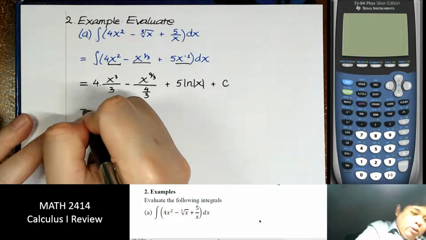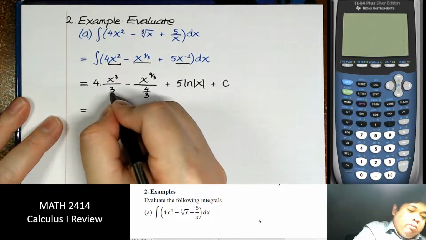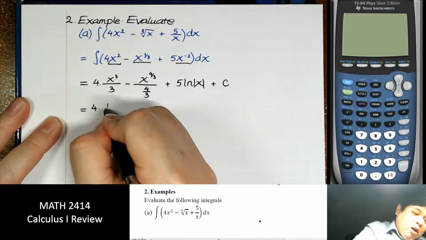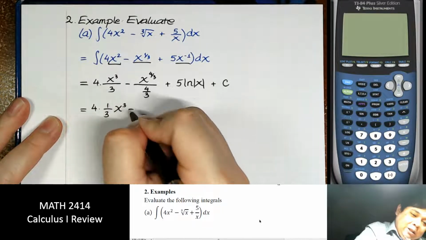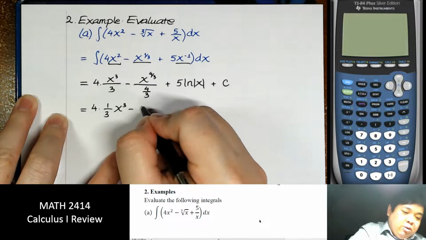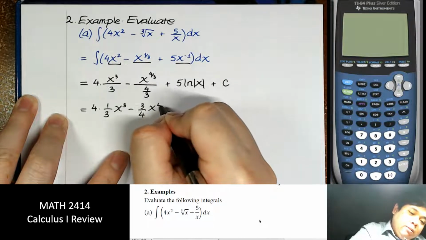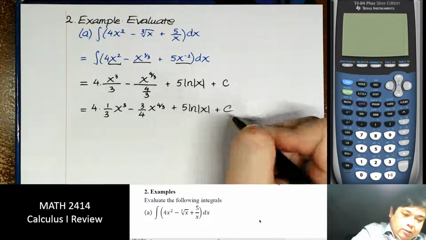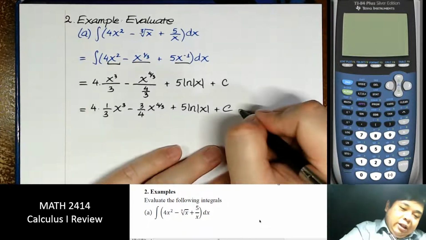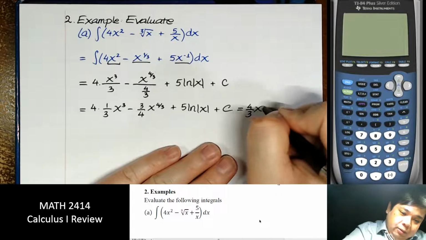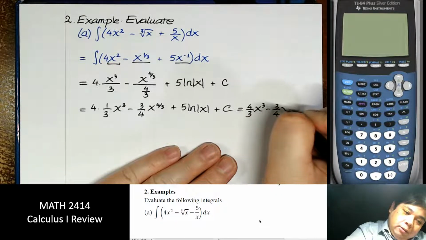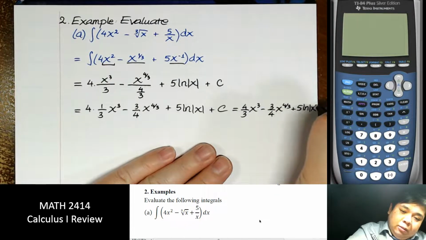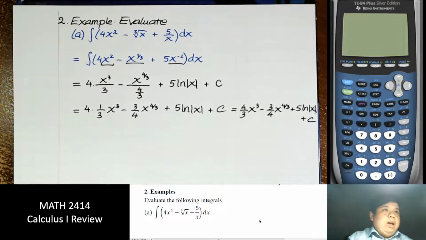So that's just the power rule. And then dividing by 4/3, or whatever we divide by, is the same as multiplying by the reciprocal, so 3 over 4. Plus c. So that's what we have.